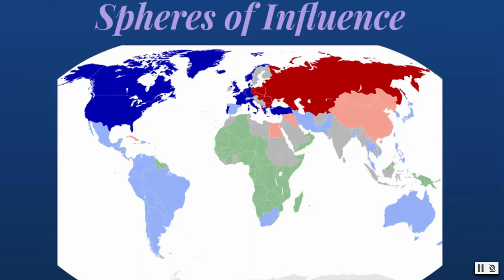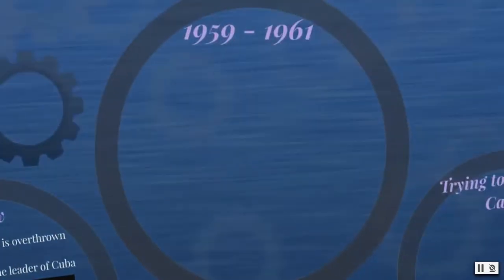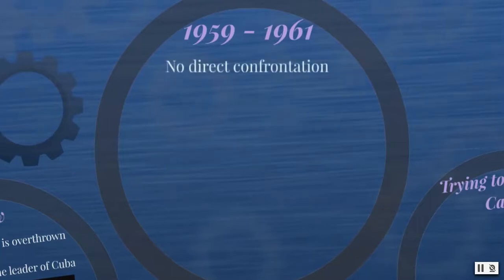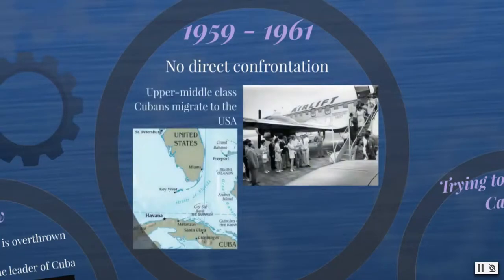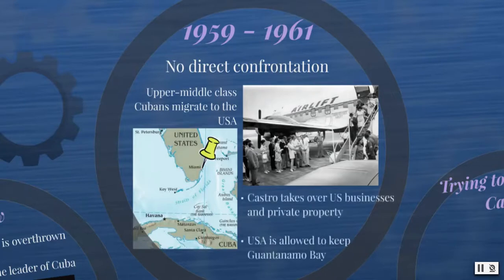So, from 1959 to 1961, there was a frosty relationship between the USA and Cuba, but there was no direct confrontation. We need to know that the upper and middle class Cubans were starting to migrate to the USA, particularly to Miami, because it's very close to Cuba, and you can still find a lot of Cuban migrants living in Miami today. These Cubans were migrating because Castro had begun taking over U.S. private property and U.S.-owned businesses. So anyone with a connection to the U.S. or the Batista regime would want to get out of the country.